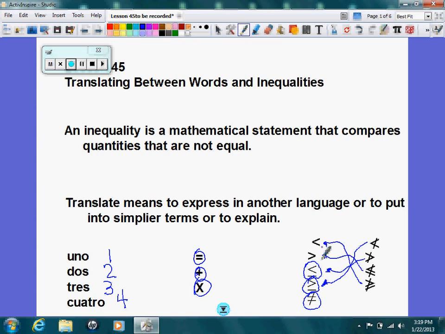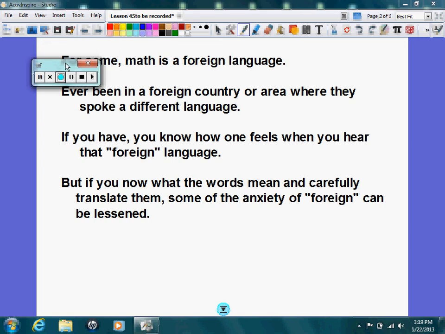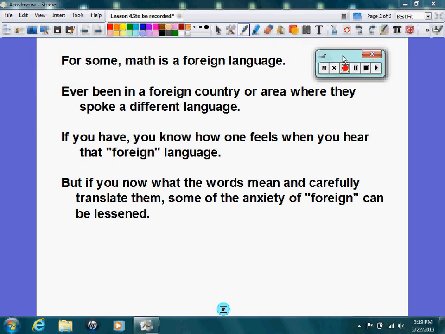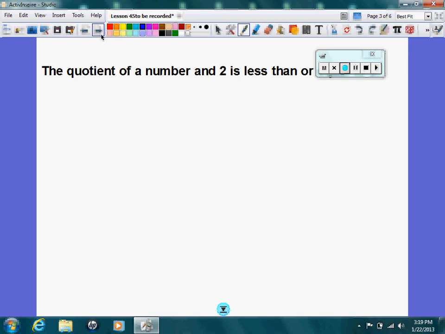So we need to understand what these symbols mean. For some, math is a foreign language. Have you ever been in a foreign country or area where they spoke a different language? If you have, you know how one feels when you hear that foreign language. But if you know what the words mean and carefully translate them, some of the anxiety of the foreign can be lessened. So that's what we're going to do. We're going to listen very carefully to the words and understand what the words mean, and then we're going to carefully translate them.